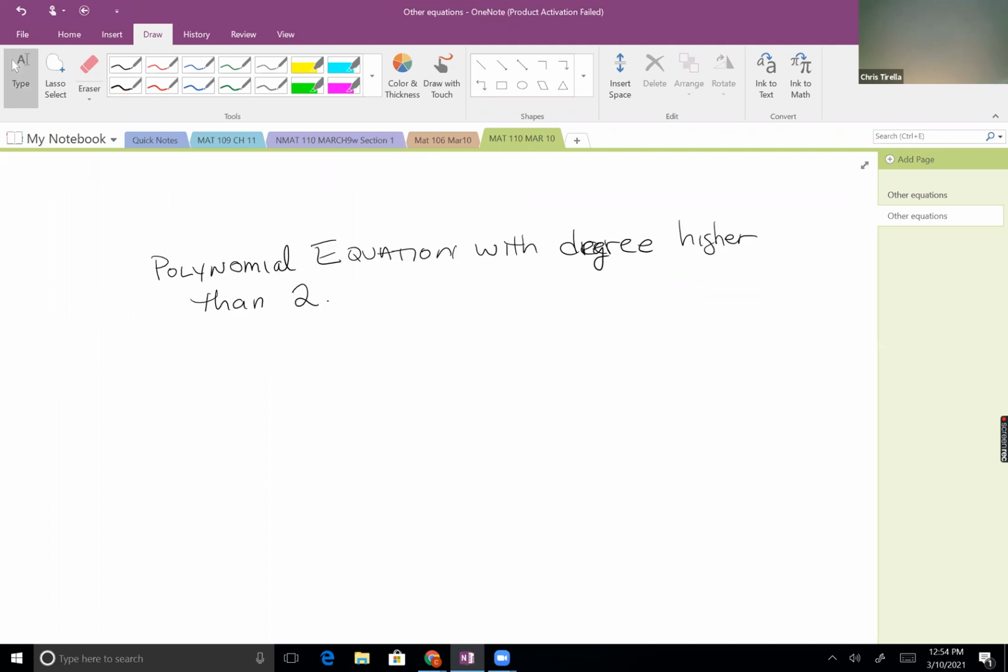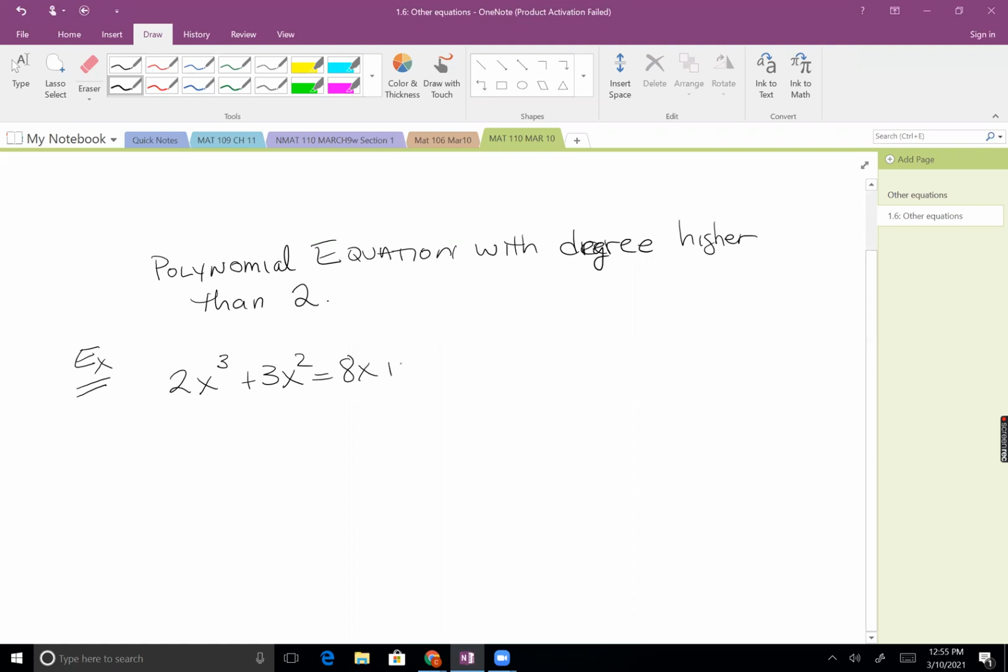So we might have 3rd degree, 4th degree, or even higher. Let's look at an example. And as we go through this example, write down what we need to be able to do to solve these. So for my example, I'm going to have a cubic, a 3rd degree equation, 2x cubed plus 3x squared equals 8x plus 12.